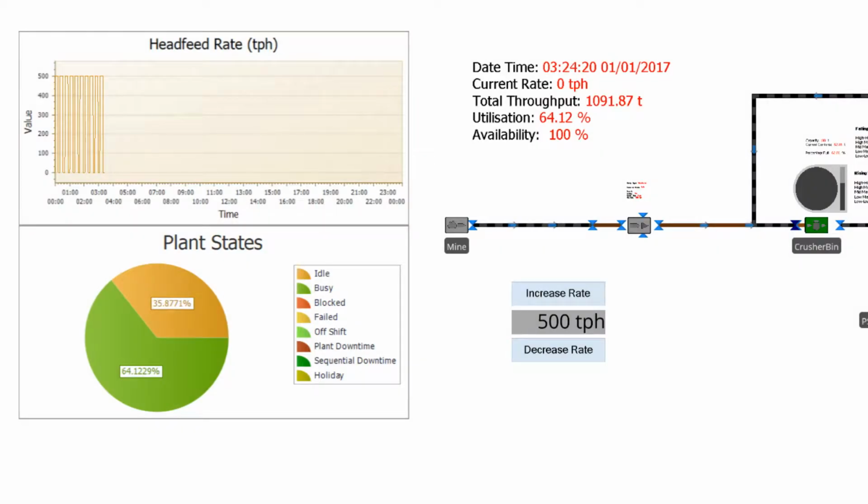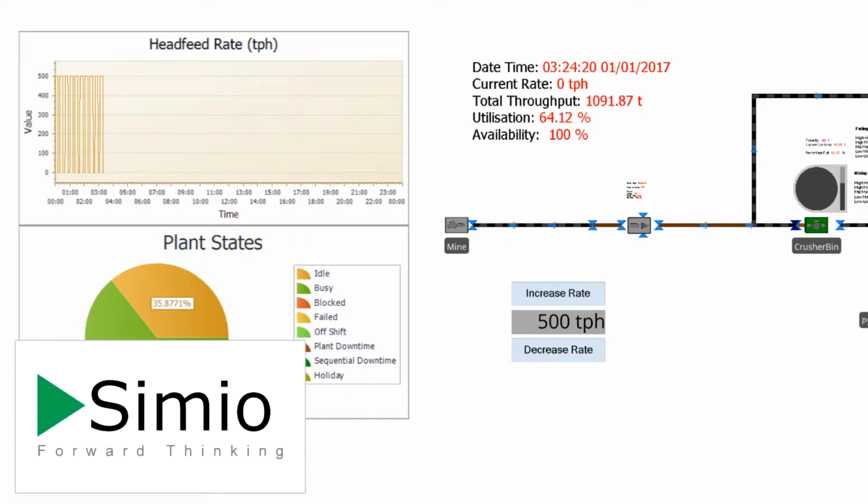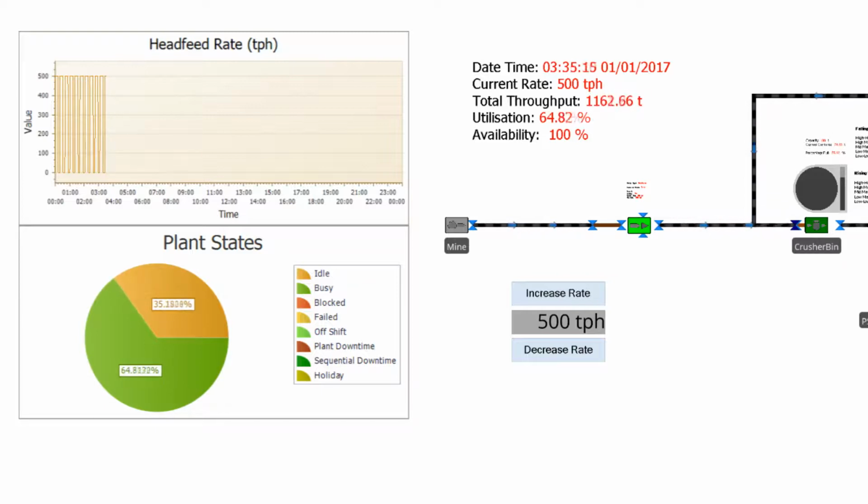Welcome to a model logic demonstration of a processing plant. In this video, we will cover how Simio mimics the real-life behavior of a mineral processing plant in order to accurately produce results for informed decision-making.